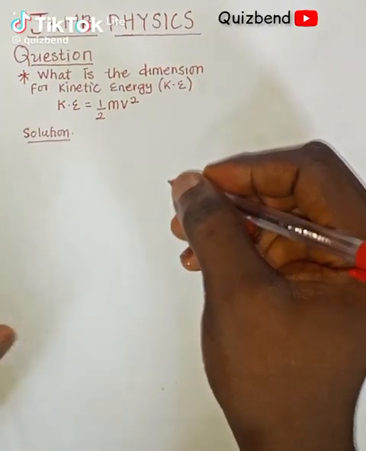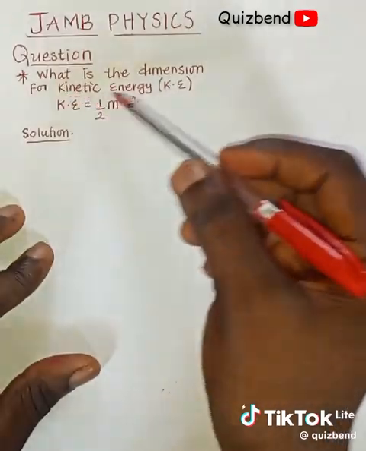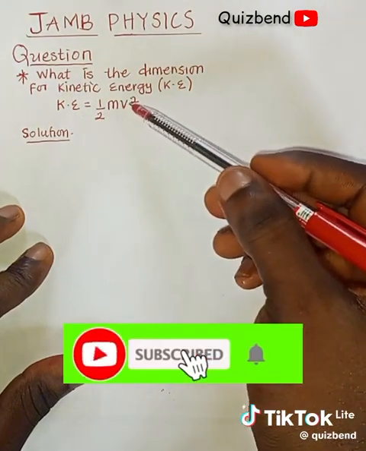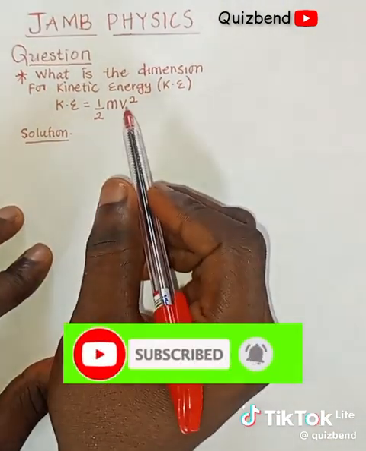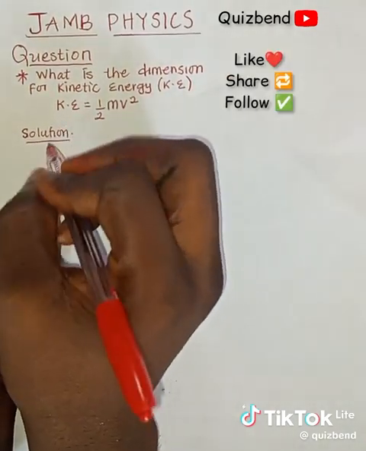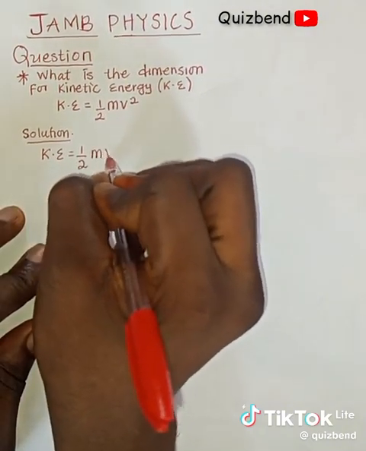Are you a JAMB student in the science department and you can't solve this question? The question says, what is the dimension for kinetic energy, KE, where the formula for kinetic energy is half mv squared, that is half times mass times velocity squared. So to solve this, let's first bring down our formula, where kinetic energy is equal to 1 over 2 mv squared, right?